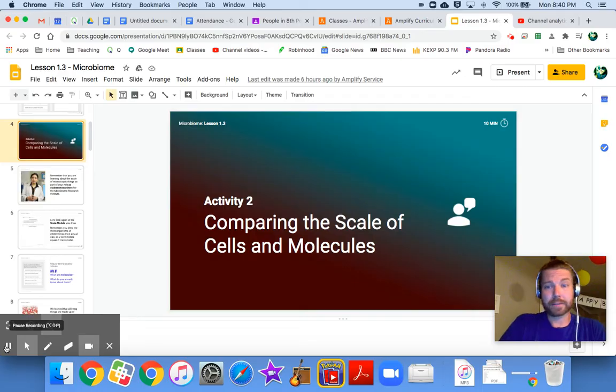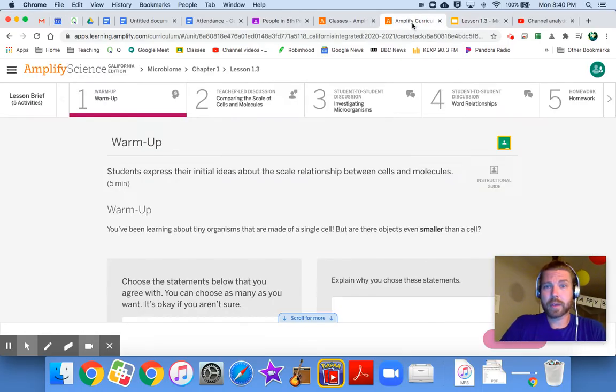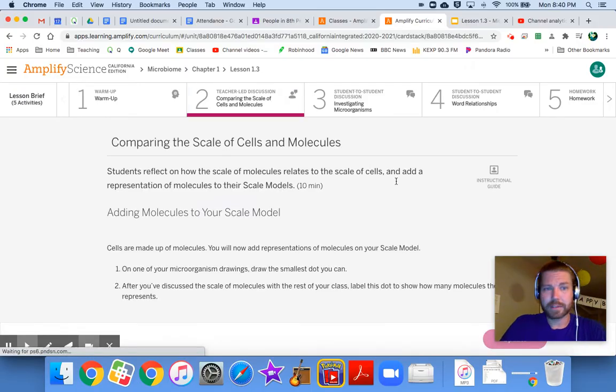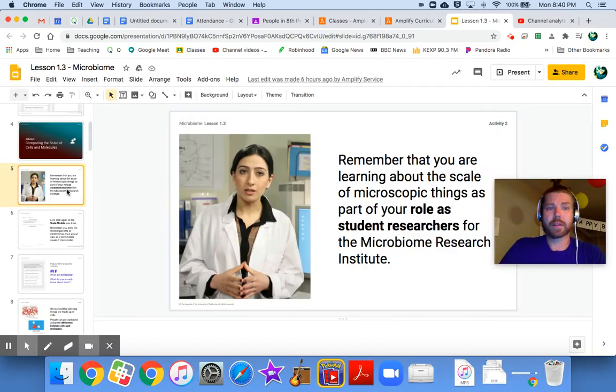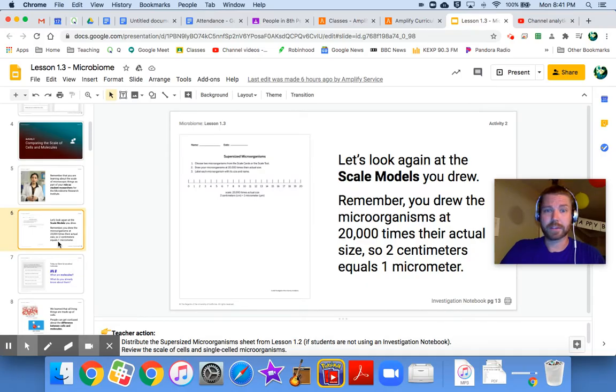And we are back. So now we're going to jump to activity 2, comparing the scale of cells and molecules. And really, I'm going to just talk at you for a little bit. Let's go through these slides. Hey, it's Dr. Mara. She had a job for us. Remember that you are learning about the scale of microscopic things as part of your role as student researchers for the Microbiome Research Institute.